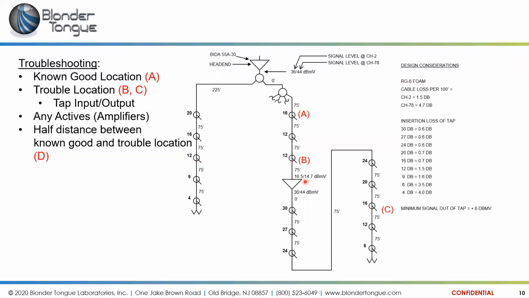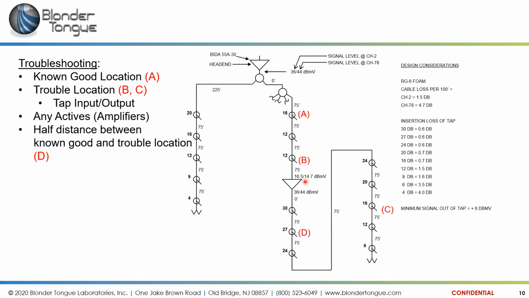Then I'm going to half the distance between my known good location and my trouble location. So in this case, somewhere about the 21st, 24th tap, half the distance between the known good and the trouble spot, I'm going to take a measurement there. If my signal is good there, then I half the distance again. Now consider that my new known good location and my trouble location. So I'm not having to touch every single tap, but I'm isolating down where the problem might be. If at point D I do have an issue, then I can back up one tap location or back up to the output of my amplifier to find out what's going on, okay? But those are just general troubleshooting practices to help quickly, easily isolate where the problems are.